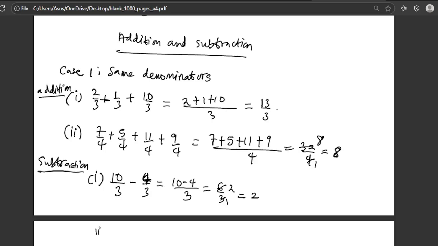Similarly, here we can have some more fractions to subtract: 12 over 5 minus 3 over 5 minus 2 over 5. You can see they have the same denominators, so we simply say it is 12 minus 3 minus 2, all over 5, the common denominator. 12 minus 3 is 9, minus 2 is 7. So 7 over 5 is the answer.